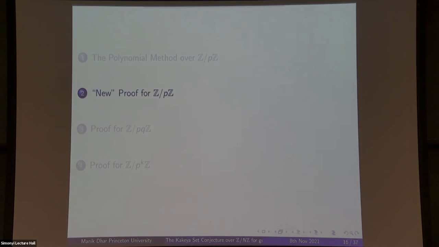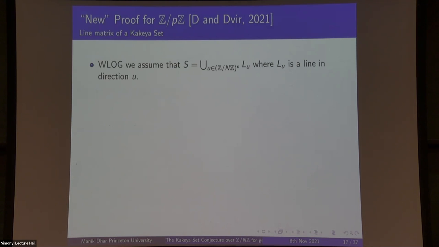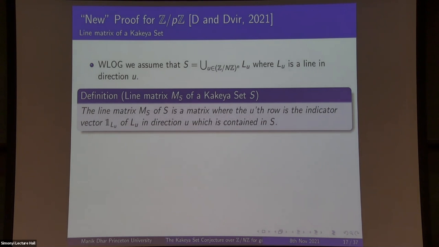To do some improvement, I first reinterpret this polynomial method proof. For the remainder of this talk, whenever I talk about a Kakeya set, just imagine that the set is exactly the union of a line in each direction. If there are extra points in my set S, I just throw them off. Because I only care about lower bounds, it suffices to care about sets like these. Now we'll work with this new object called the line matrix of a Kakeya set.